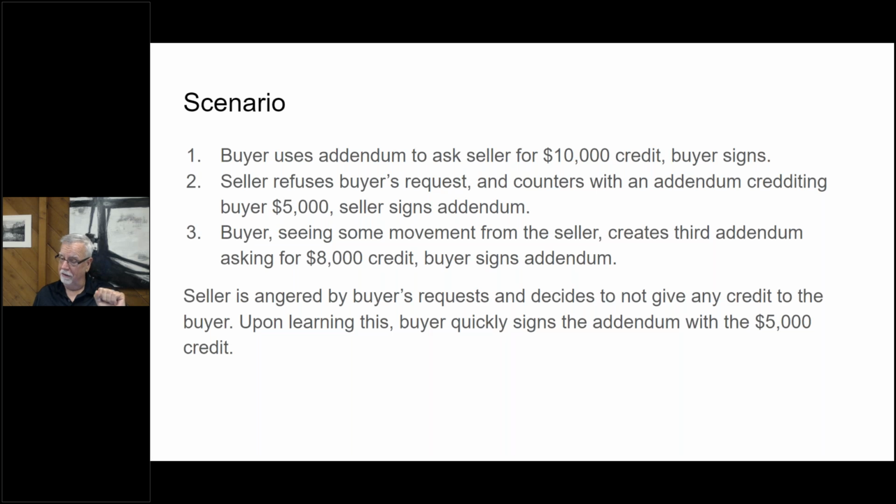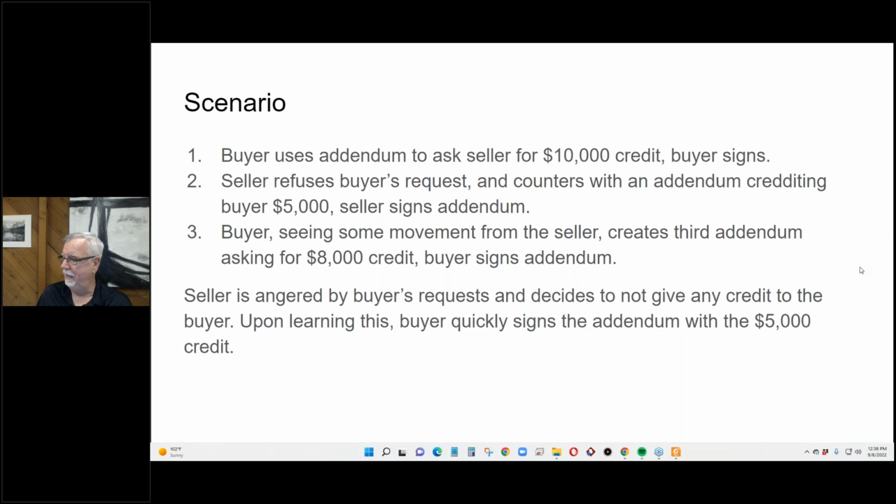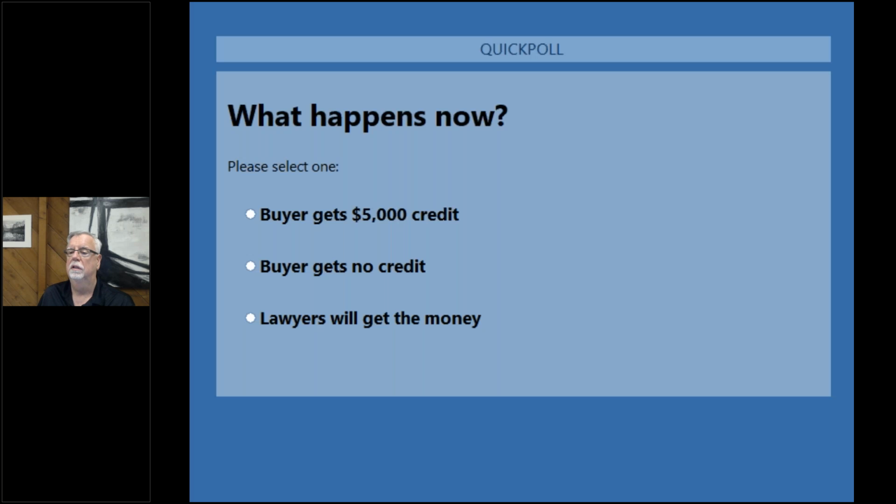So what we have here is addendum number 1, signed by the buyer but not the seller. We have addendum number 2 for $5,000 that has now been signed by both sides. We have addendum number 3 that has only been signed by the buyer. So the question is, what's going to happen? That's my question for you guys. I have no idea myself, but I thought, here, the question is, what happens now?